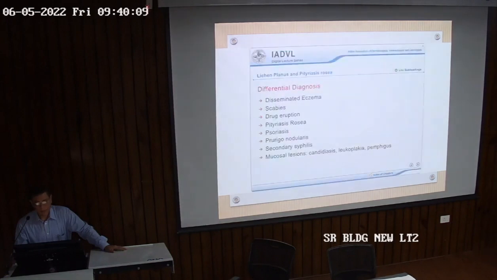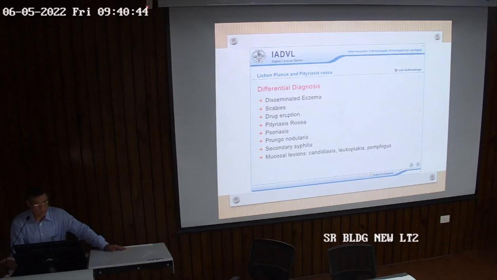Now the differential diagnosis, this is very important. So once you have read this entity, lichen planus, what all diagnoses in dermatology should you differentiate these lesions from? One is disseminated eczema. As we already saw, the case of acute lichen planus was generalized all over the body, itching was there and it was since many weeks. So another differential will be disseminated dermatitis or disseminated eczema.